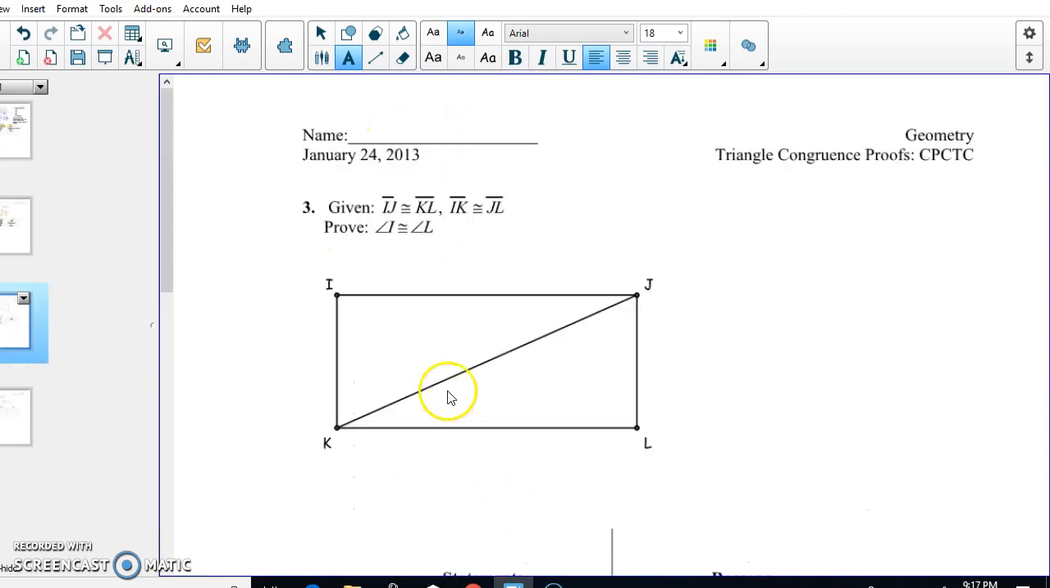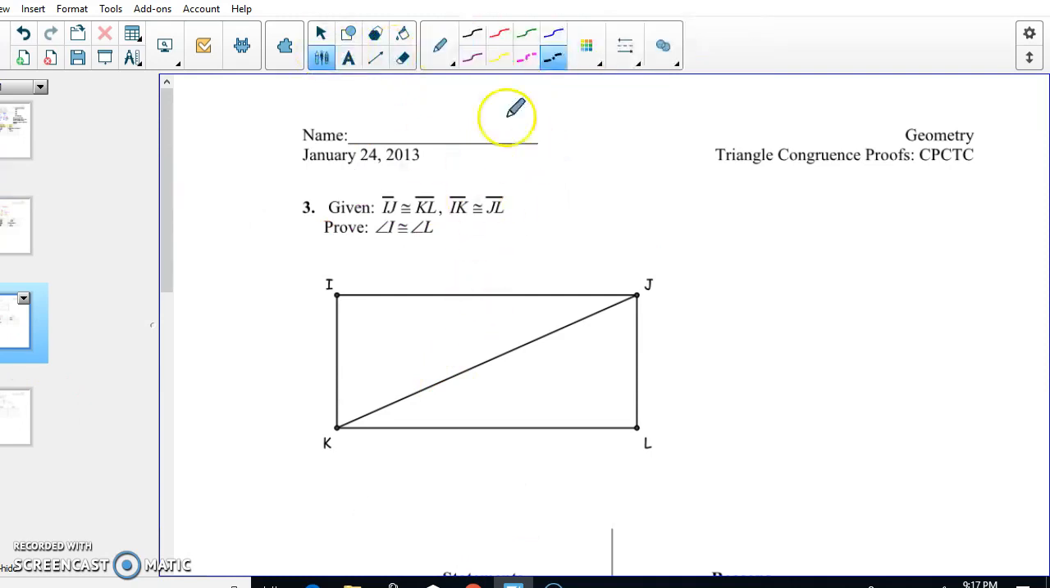All right, one more real quick. Given your information, I'm just going to label this one with you guys real quick. I'm really hoping by now you're starting to see it. Given information, IJ is congruent to KL. Bam. IJ is congruent to, these are congruent to. Okay, that's what this says up here. Okay, it's the only given information for me.